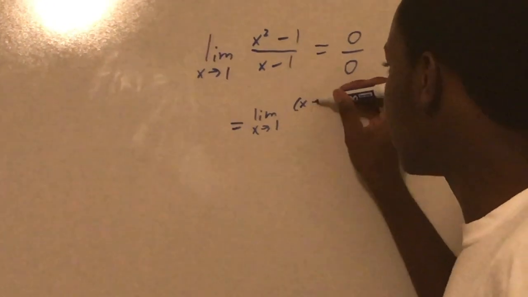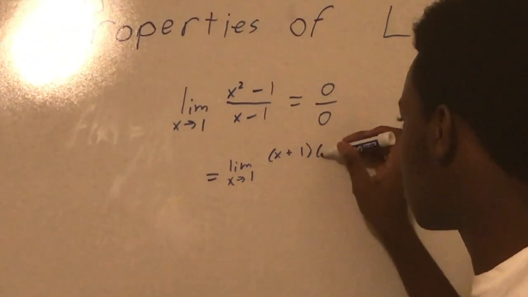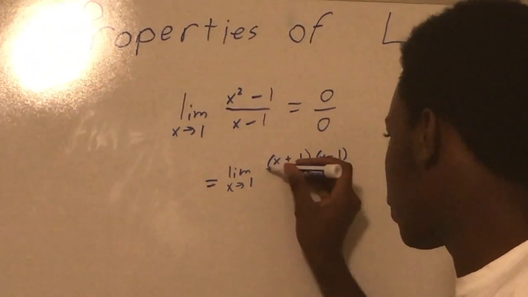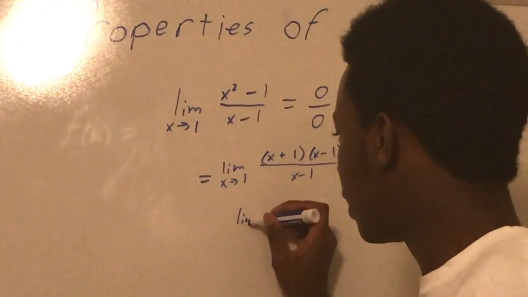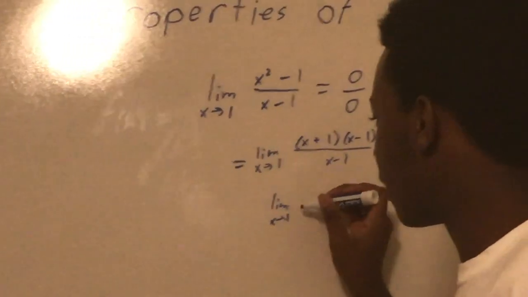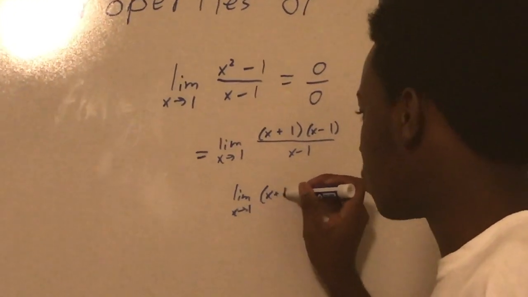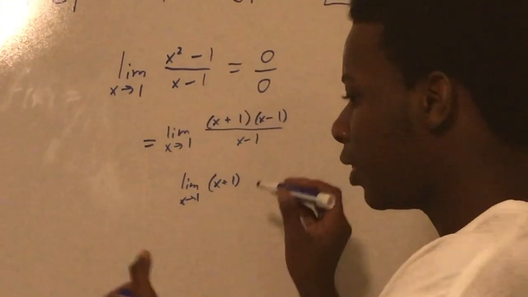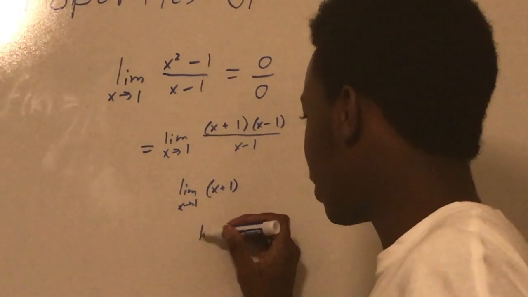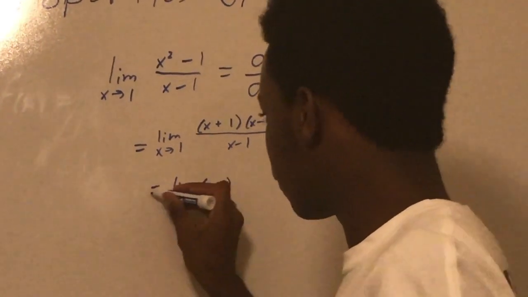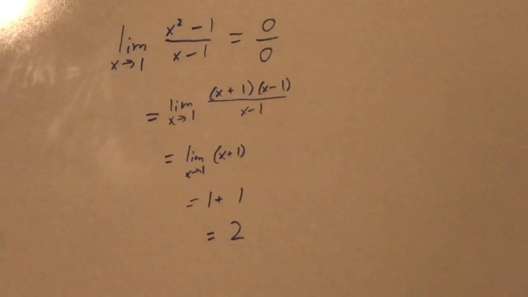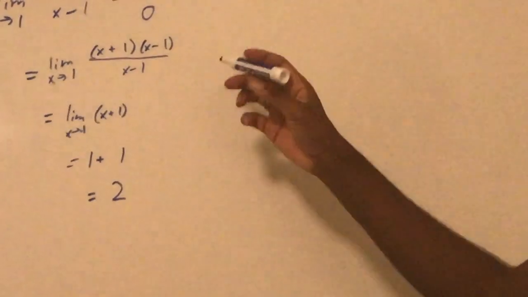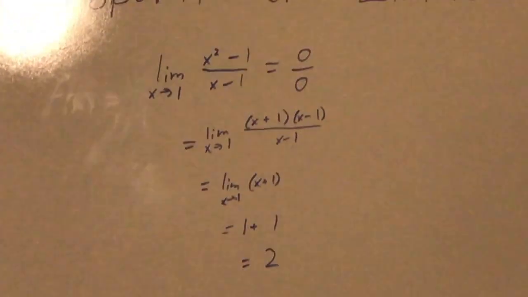So actually we get x plus 1 times x minus 1 over x minus 1. And then we would just find the limit as x approaches 1 of x plus 1, and then we could directly substitute 1 in. And that gives a limit of 2. So even though there was no defined value at 1 in this function, it still approached the limit of 2.